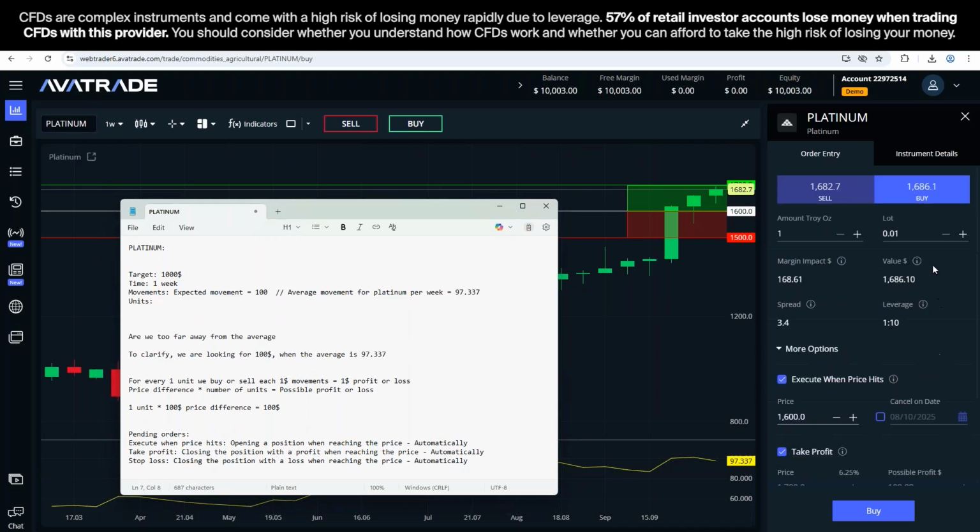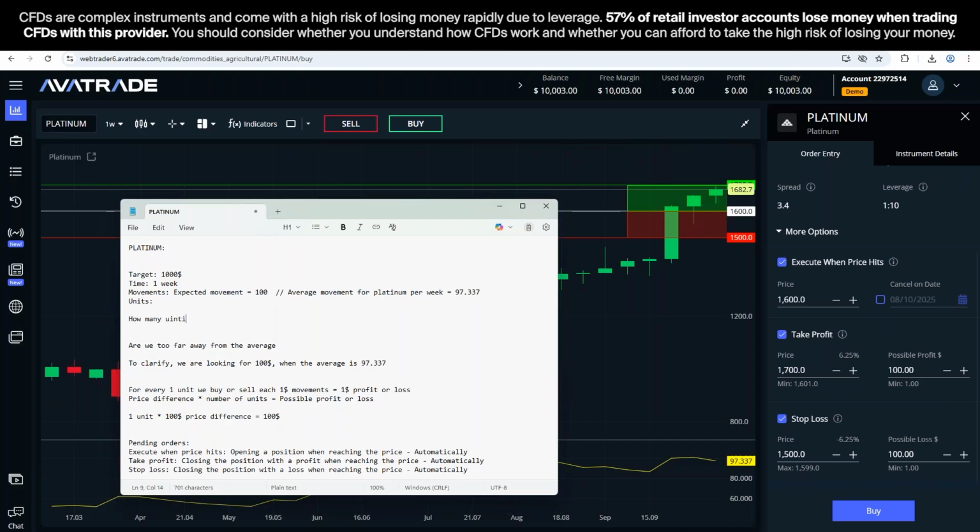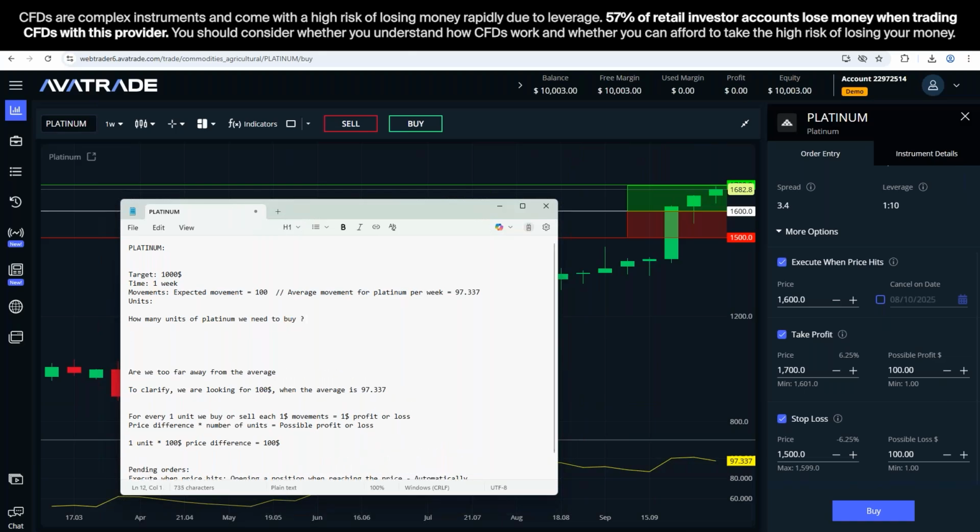So in the units, now we know that 0.01 is not enough. We see that the possible profit and possible loss is 100 when we are aiming for 1,000. So the next question that I'm going to ask is how many units of platinum we need to buy. Again, I'm gonna make it even clearer. Okay, if we go target divided by movements, we get the units.